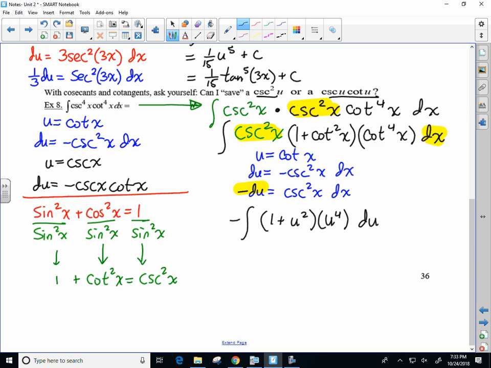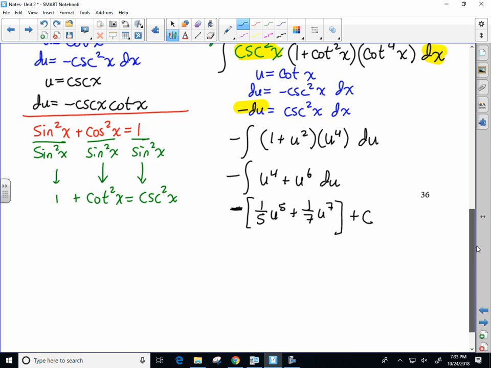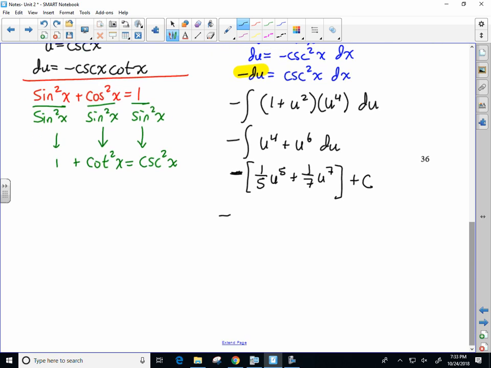All right? Then I multiply. u to the fourth plus u to the sixth du, integrate: 1/5 u to the fifth plus 1/7 u to the seventh plus c, and then reverse substitute with my known u, which is cotangent. So negative.